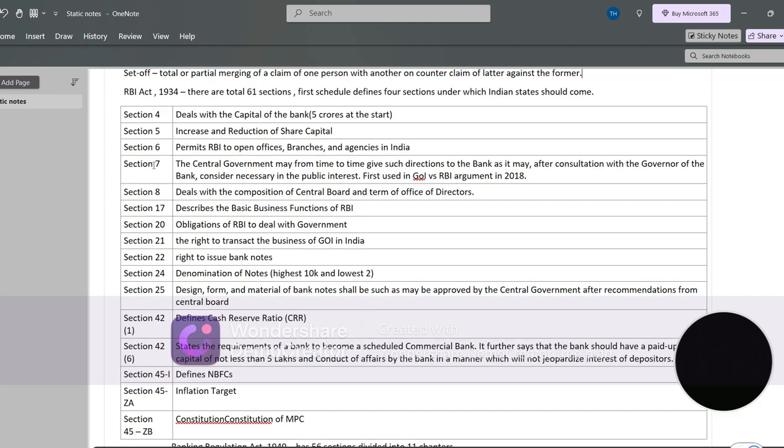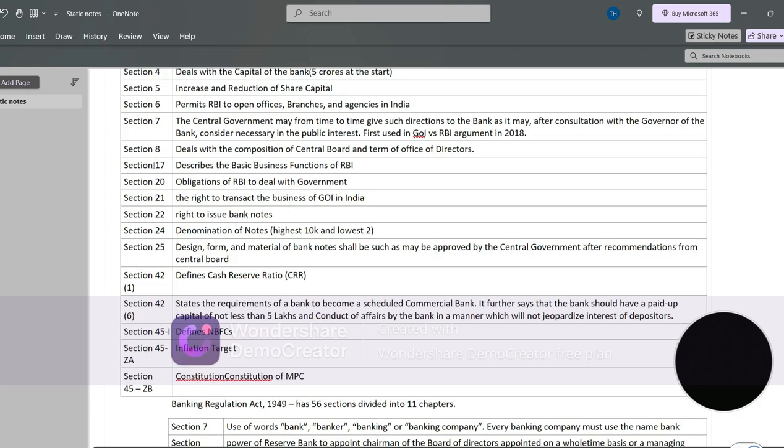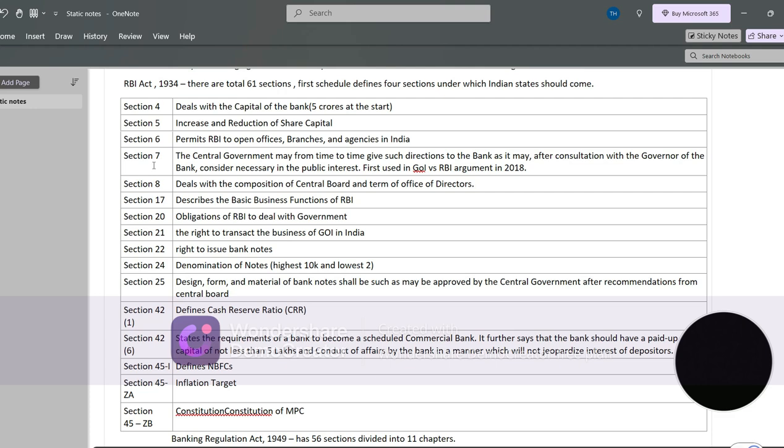Now we will know about the important sections of the RBI Act and Banking Regulation Act. So first starting with the RBI Act. The RBI Act was formed in 1934 and there are a total of 61 sections, and the first schedule defines the four sections under which the Indian state should come. Now we will learn about the few important sections for our exam. First is Section 4. It deals with the capital of the bank, which was 5 crore at the start.